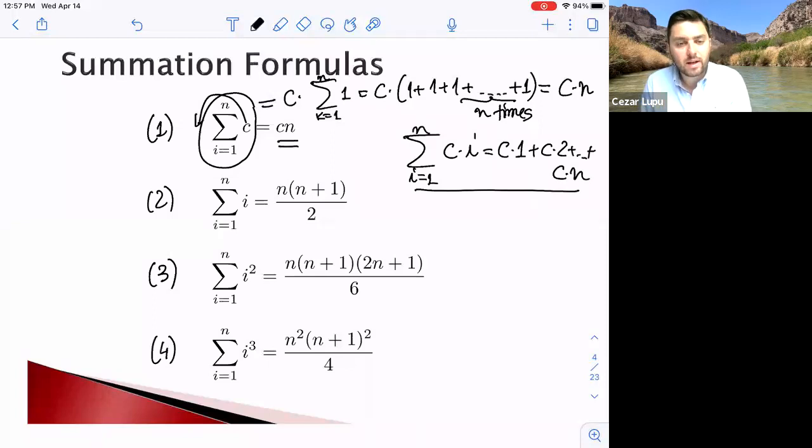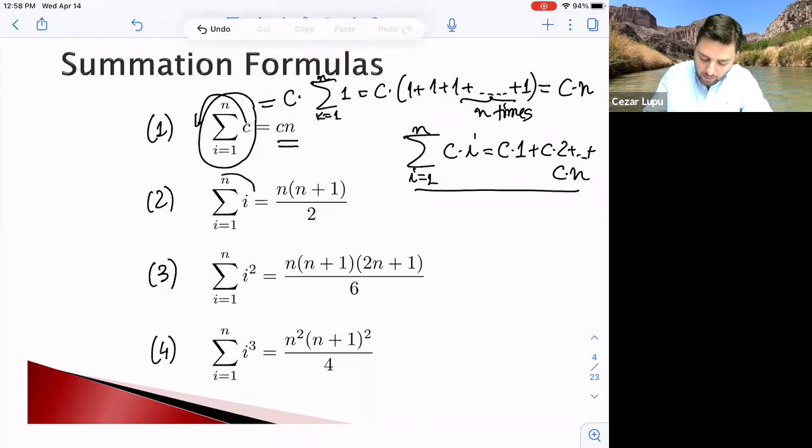All right, let's see the second one. The second one is nothing else than the sum of the first n positive integers. Well, I already told you the result, but I want you to tell me how can I write this? The sum from i equals 1 to n of i. So I'm summing up all these numbers i from 1 to n. How can I write this? Tell me.